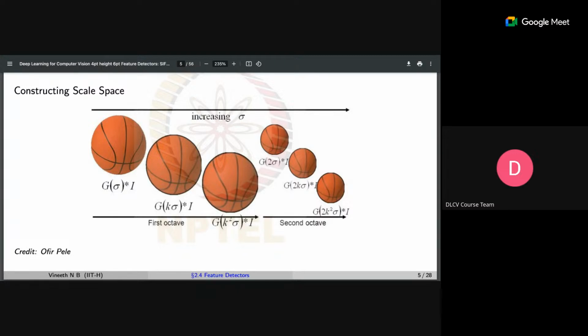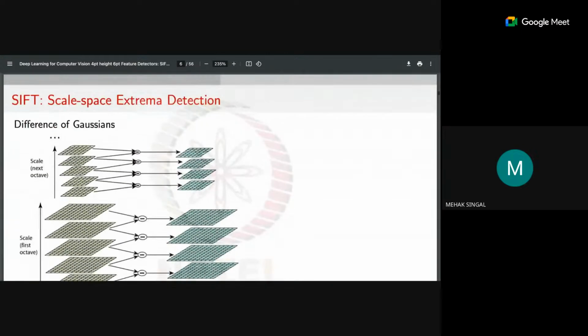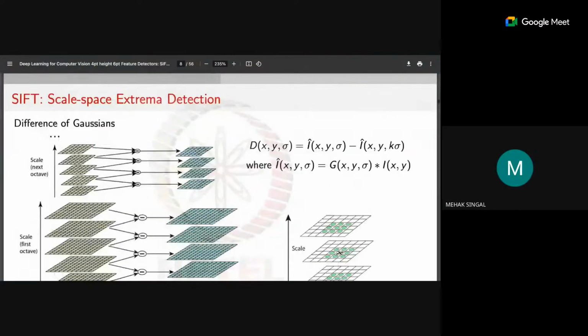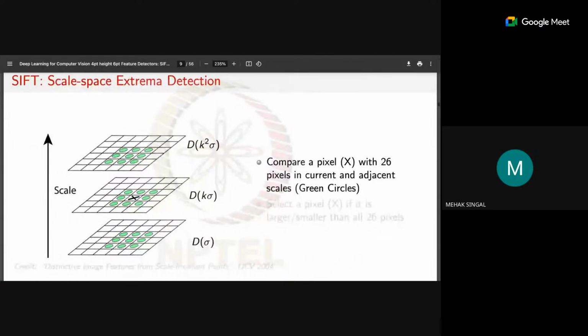Yeah, you are right in that sense. You are increasing the spread, right? Yes, and that means the output image will become smaller as a result of that. Image becomes smaller, yes, because the kernel size has become bigger.